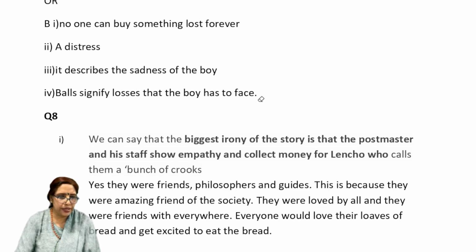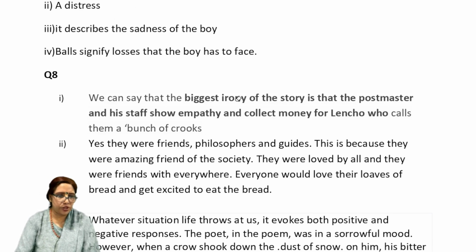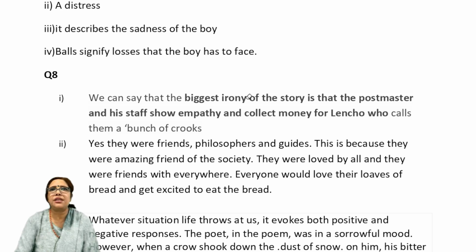Part 4, identify and discuss the poet's use of metaphor. In the poem, of course, the metaphor is that balls signify losses that the boy has to face. Now we come to question number 8, where you had to answer any 4 of the following in 40 to 50 words. First is, explain the irony in the chapter A Letter to God.